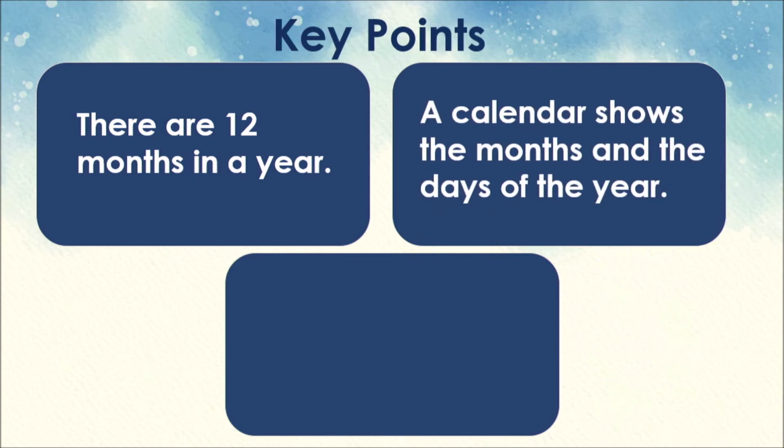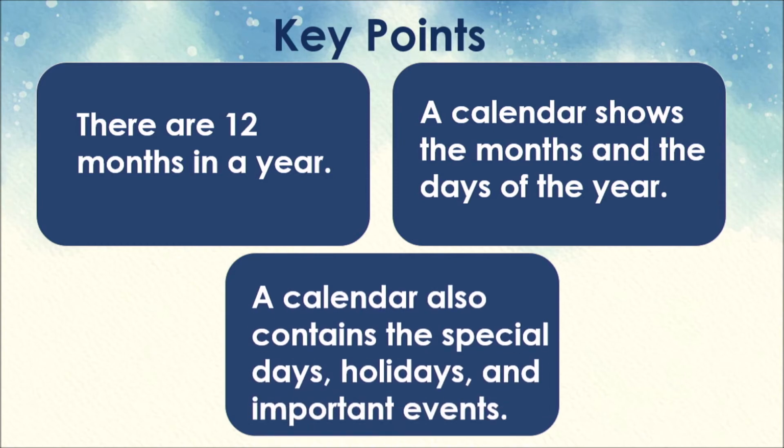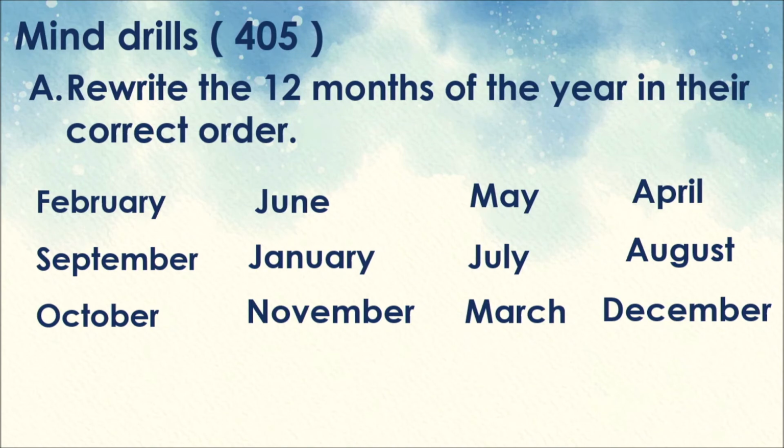A calendar shows the months and the days of the year, isn't it? Again, the calendar shows the months and the days of the year. A calendar also contains the special days, holidays, and important events. Those with red color, class, usually those are holidays in the calendar. Okay, remember that one.